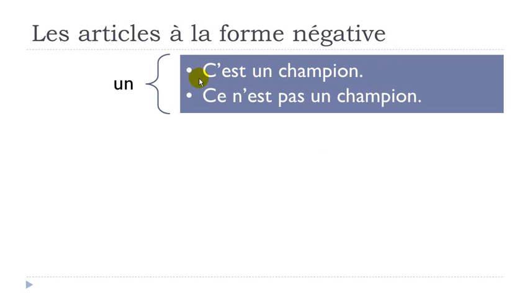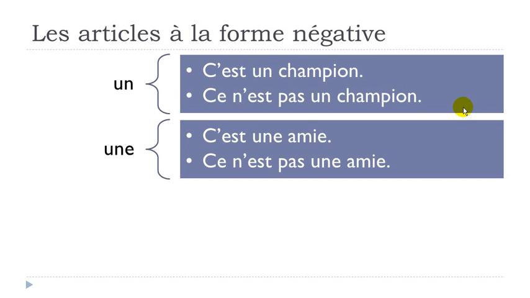Okay, and if you want to put the same sentence in the negative form, well, look, ce n'est pas un champion. So you will keep your article as you had previously here, un. It doesn't change. Feminine form, c'est une amie. Okay. Negative form, ce n'est pas une amie. Feminine, it's exactly the same rule, so une will stay here.